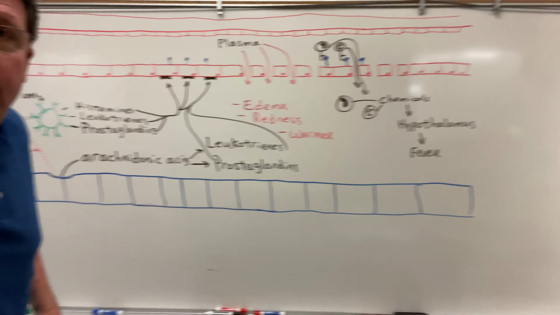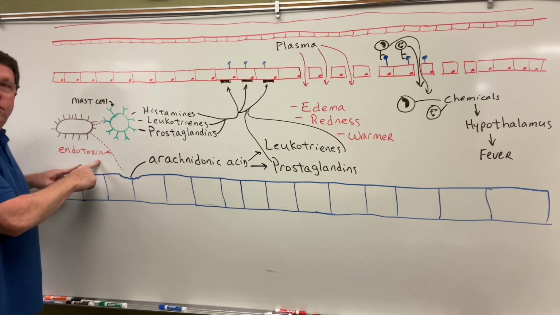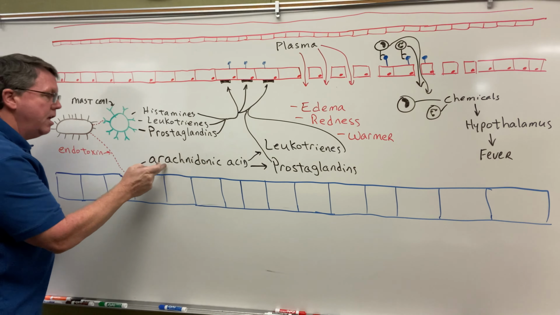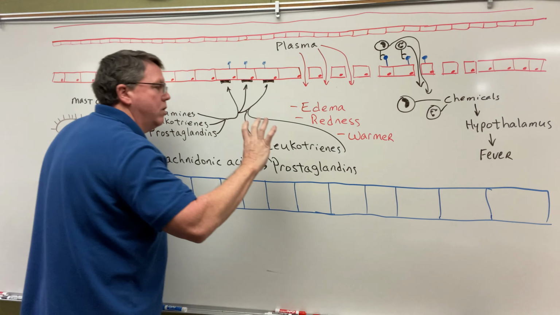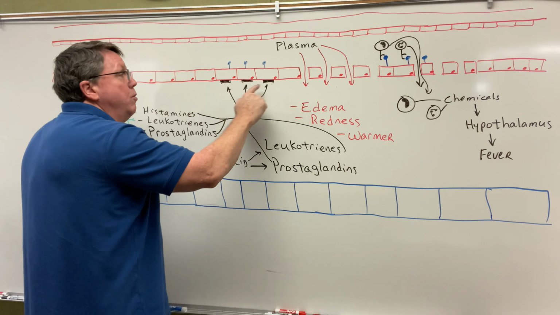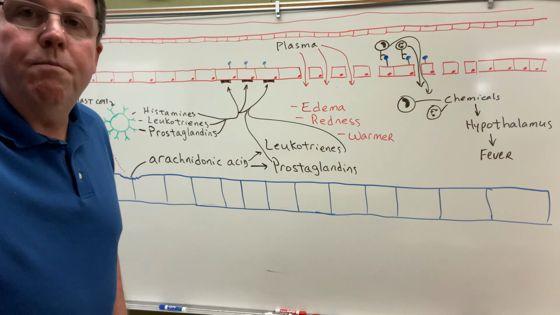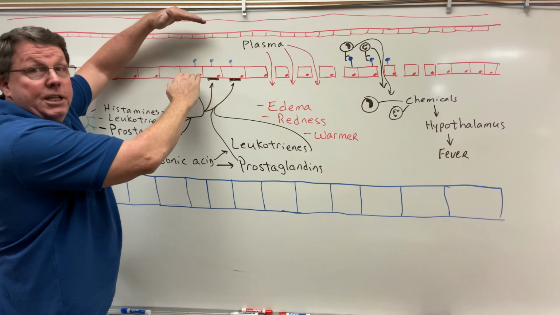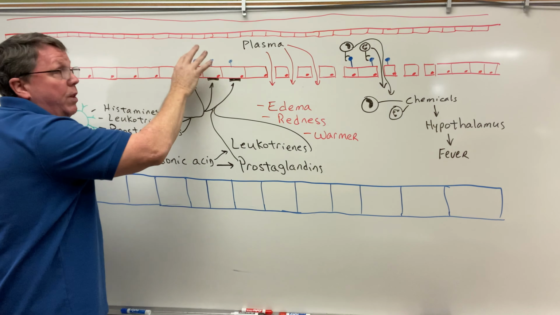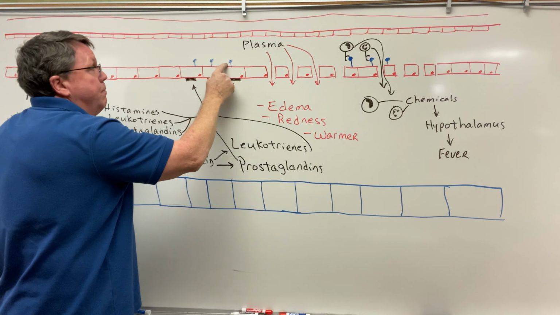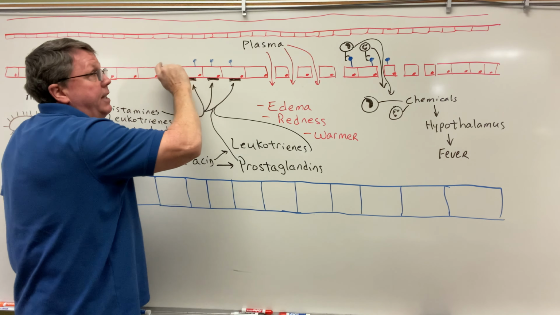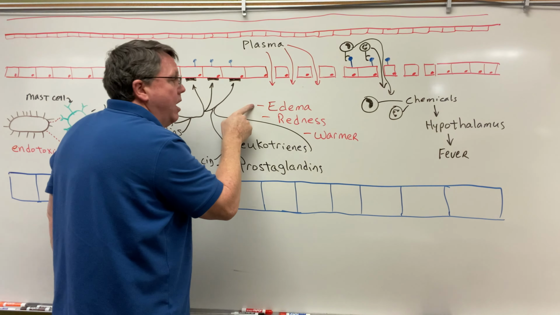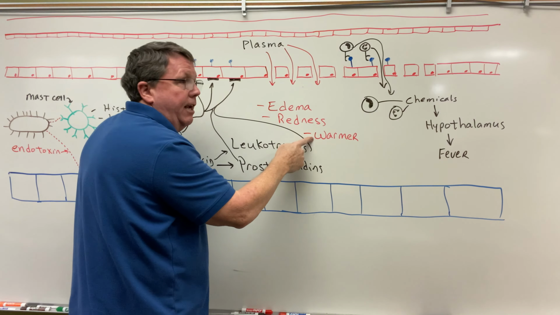Let me go over this way real quick. Because of the endotoxin, these are going to be released. This is going to be released. An enzyme is going to convert this to these. They're going to bind with my blood vessel. And then once they bind with the blood vessel, they are going to cause vasodilation. It's going to bring more blood to the area. It's also going to cause these receptors to pop up. Plasma is going to leak out, and the plasma leaks out, causing edema, redness, and it makes the area warmer.